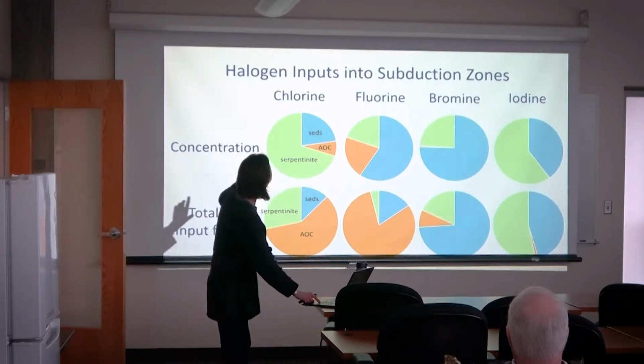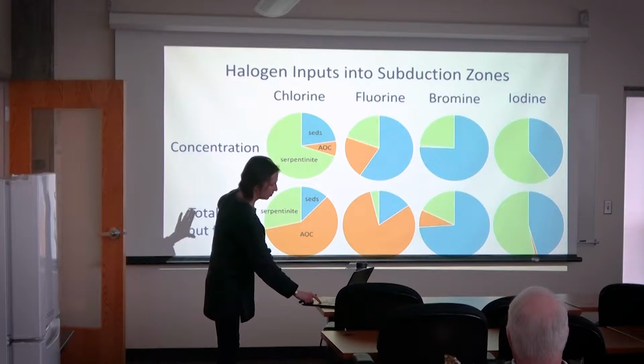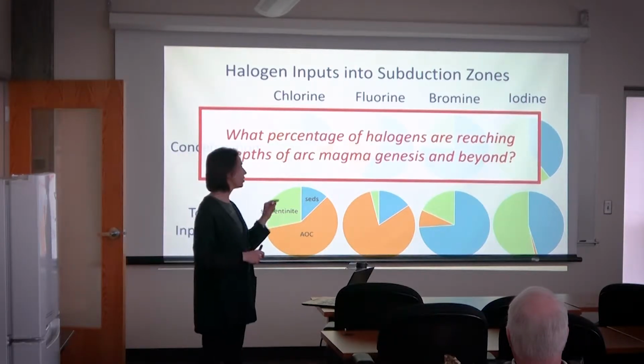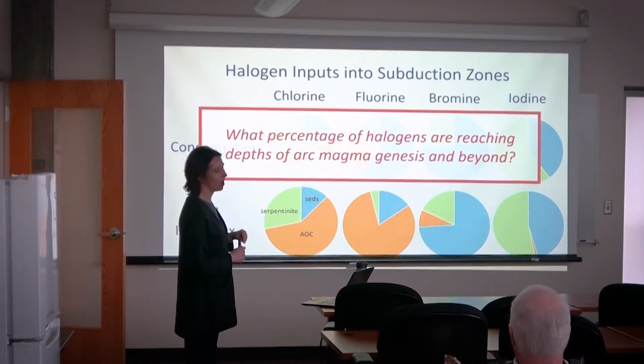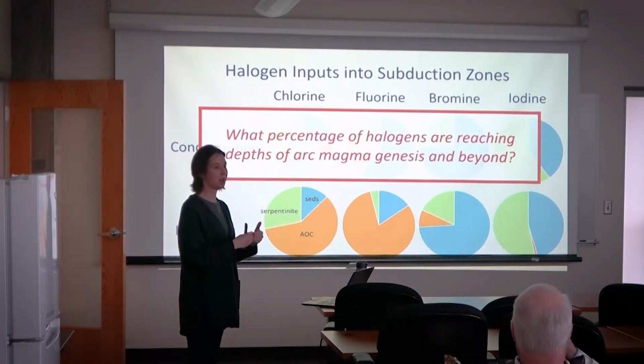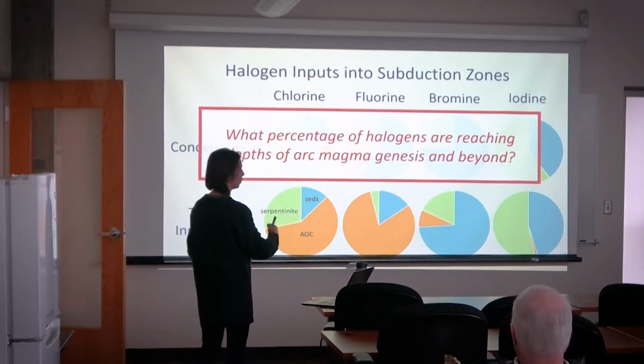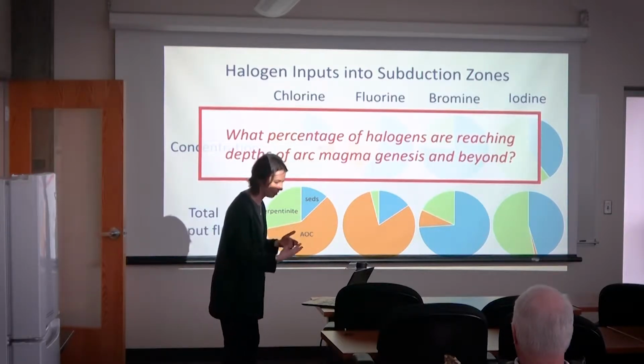Okay, so we have a relatively good idea of inputs, but then the question is, what percentage of these halogens are actually reaching depths of arc magmagenesis, and any of them reaching beyond that? So what is being lost during subduction, and how is that being modified?